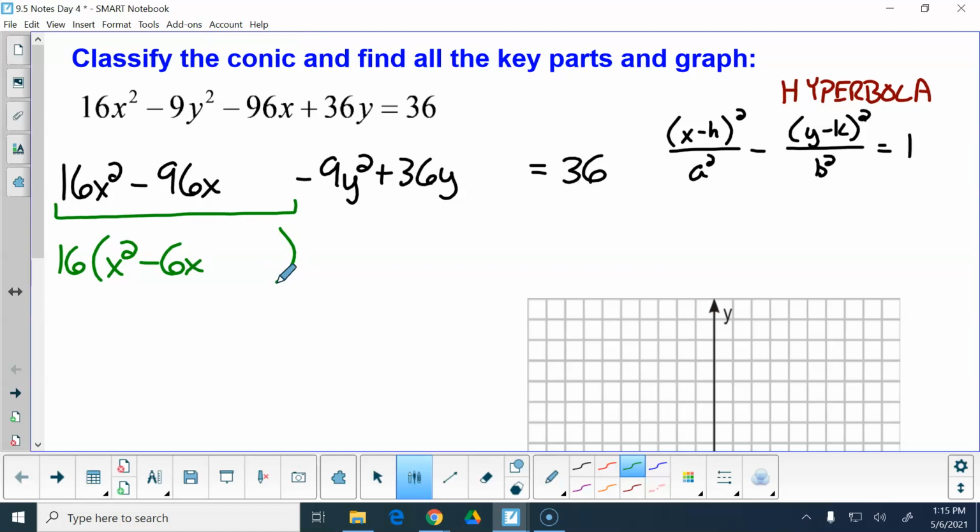That opens up my box that I've got to fill. So I look at my b value. It's -6. I divide it by 2. Gives me -3. And I square it. And that gives me 9. So I'm going to add 9 there. But really, what am I adding? How much am I really adding to the left side?